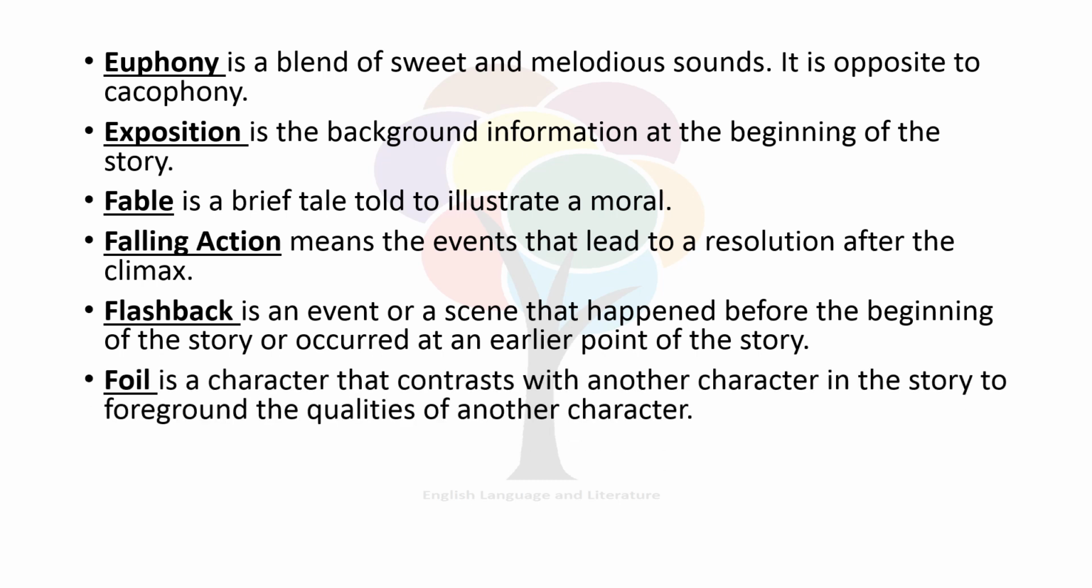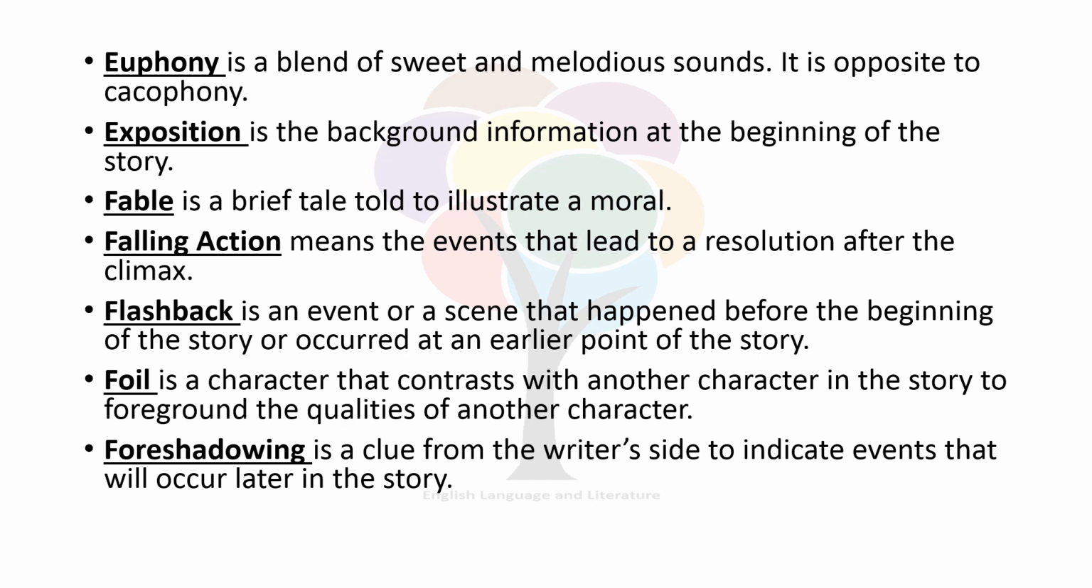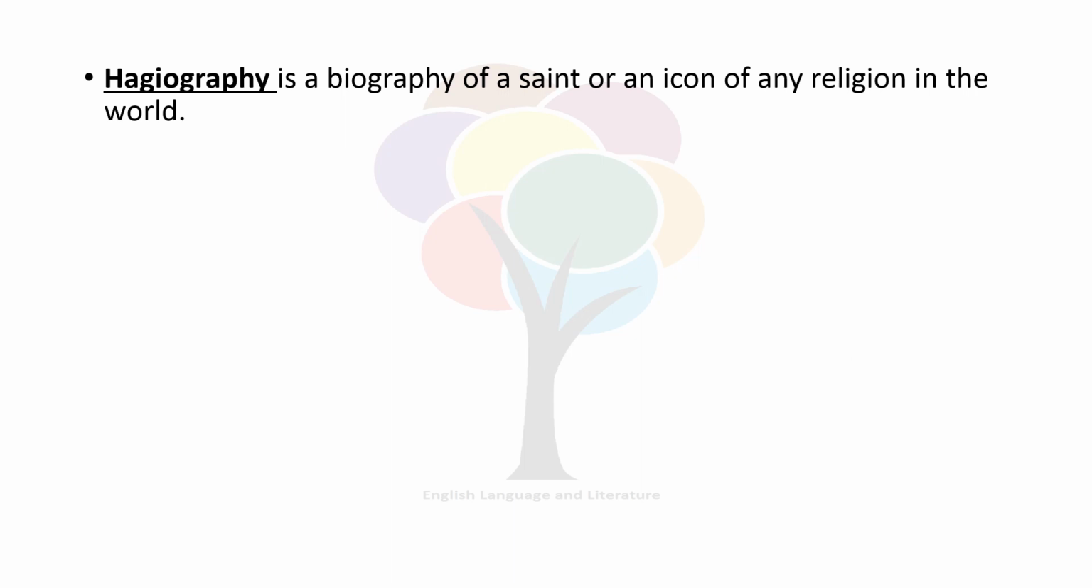Foil. Foil is a character that contrasts with another character in the story to foreground the qualities of the other character. Foil is a character who provides a striking contrast to another character. For example, Creon is a foil character in Oedipus Rex. He provides a striking contrast to Oedipus the king. Foreshadowing. Foreshadowing is a clue from the writer's side to indicate events that will occur later in the story. Hagiography. Hagiography is a biography of a saint or an icon of any religion in the world.